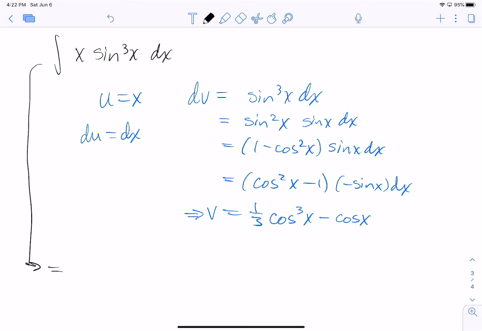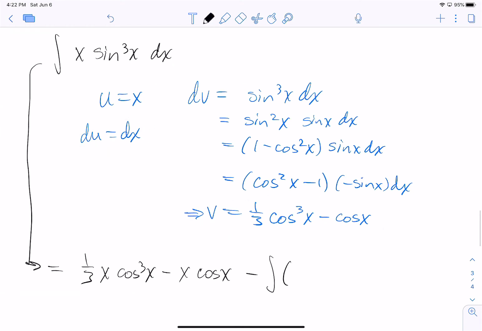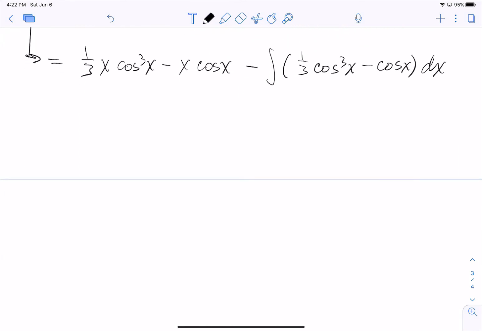uv is going to be 1/3 x times the cosine cubed of x minus x times the cosine of x. All of that is minus the integral of v du. So minus the integral of 1/3 cosine cubed of x minus the cosine of x dx. I'll go ahead and integrate part of this integrand. We have a negative out front of it. We have a minus in front of cosine of x. Let's see what we have now.